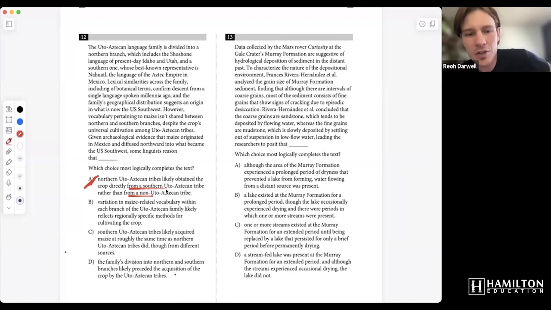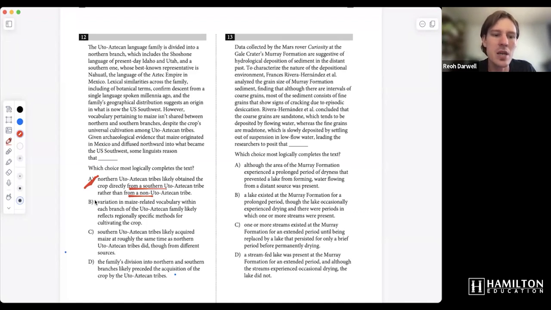If Northern Uto-Aztecan tribes could obtain the crop directly from a non-Uto-Aztecan tribe, then a Southern Uto-Aztecan tribe could have maybe been a good one. But because it's inverse, it can't be correct, right? You would think that they would have the same word if it was introduced by a Southern group.